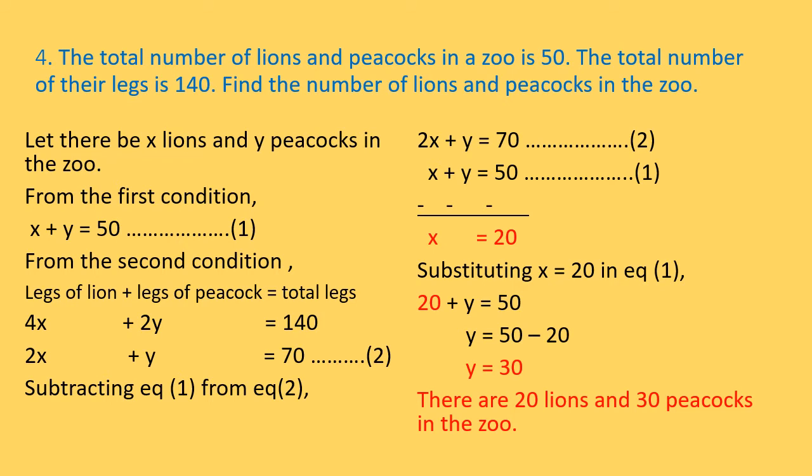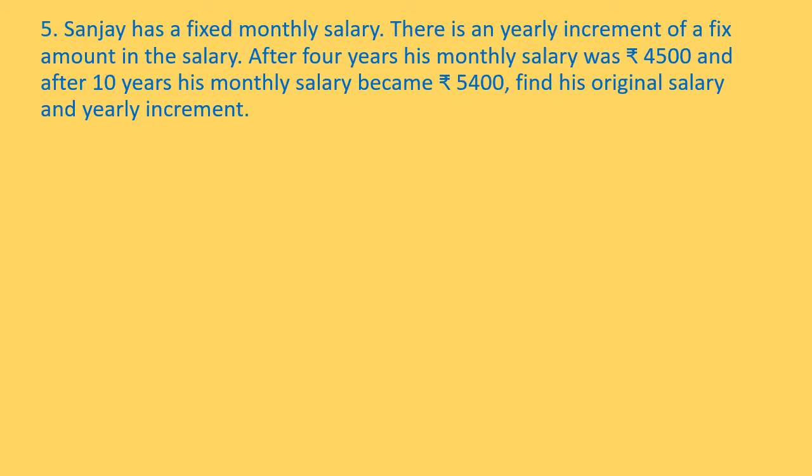Now let us proceed towards the next question. Sanjay has a fixed monthly salary. There is a yearly increment of a fixed amount in the salary. After 4 years, his monthly salary was 4,500 and after 10 years, his monthly salary became 5,400.